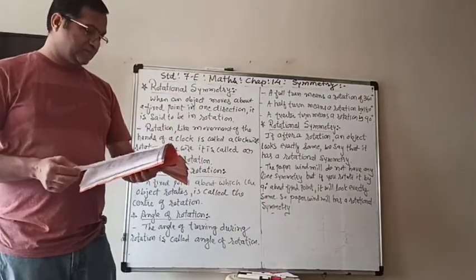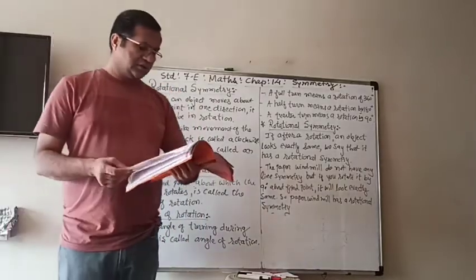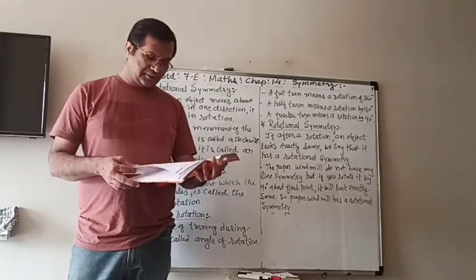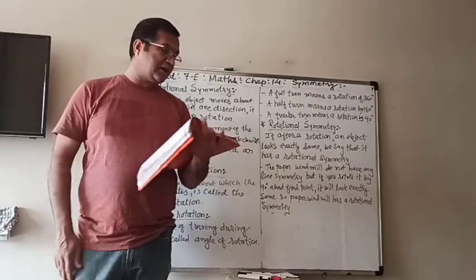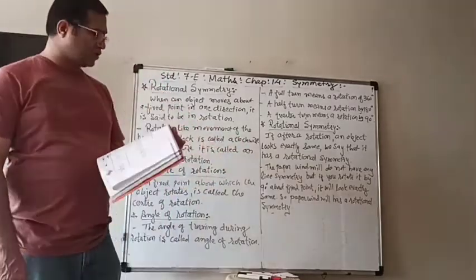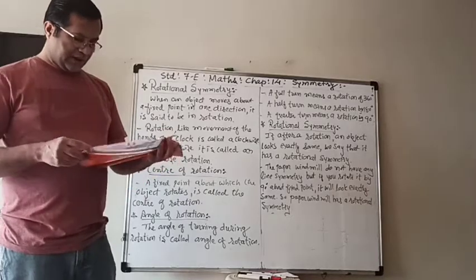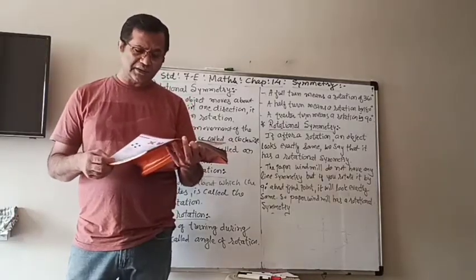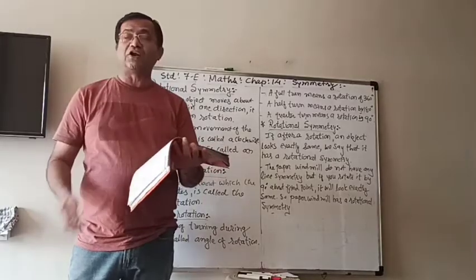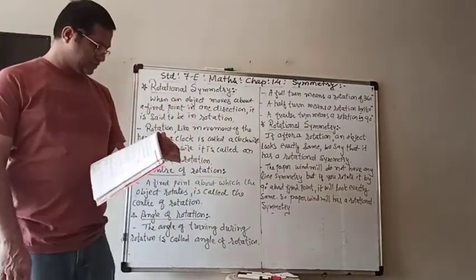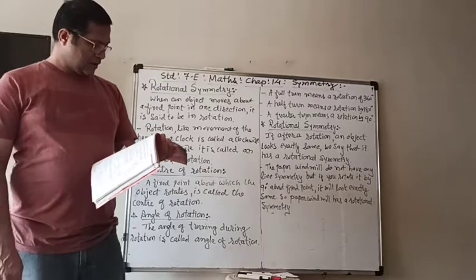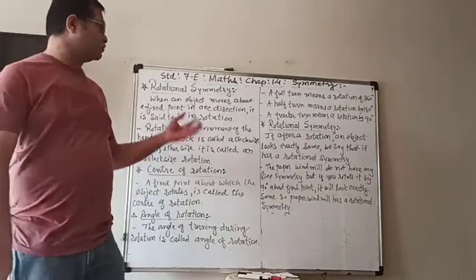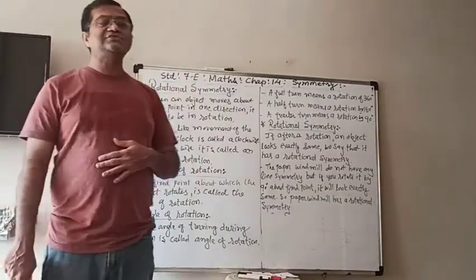Then we saw how to draw the line of symmetry and about the mirror image also, mirror reflection also. We saw that some of the figures don't even have line symmetry because they are not symmetrical figures. Now, rotational symmetry. We have to learn about rotational symmetry.